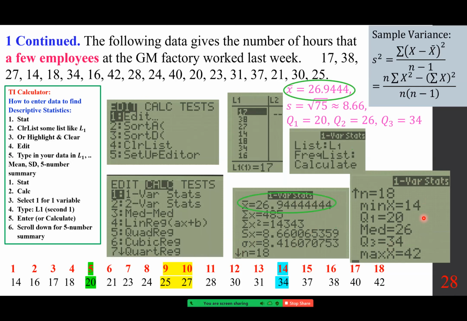It gives you the x bar. We've done it by hand. It gives you s, and I want you to pay attention. We have sigma sub x and s sub x. This is if it's dealing with a population. And the calculator doesn't know if it's a population or sample. You know it's a sample, and most of the time we deal with a sample. Therefore, the answer is 8.66. That's what we have here.